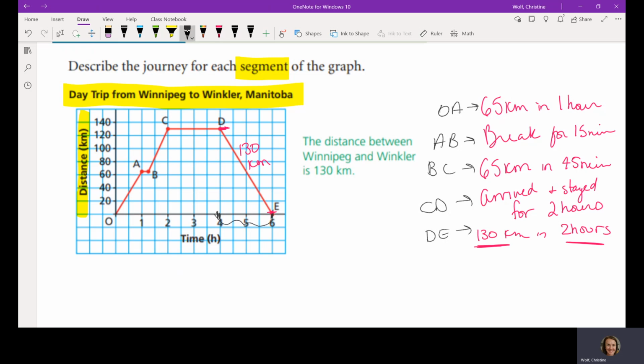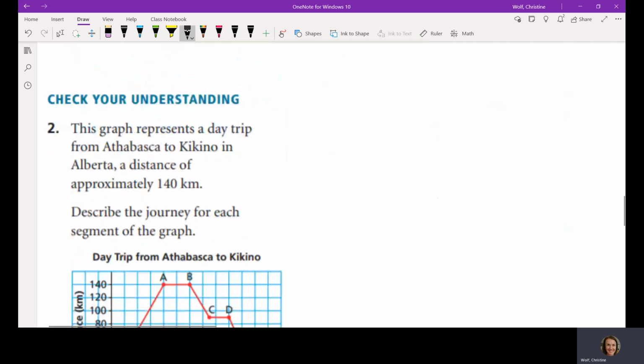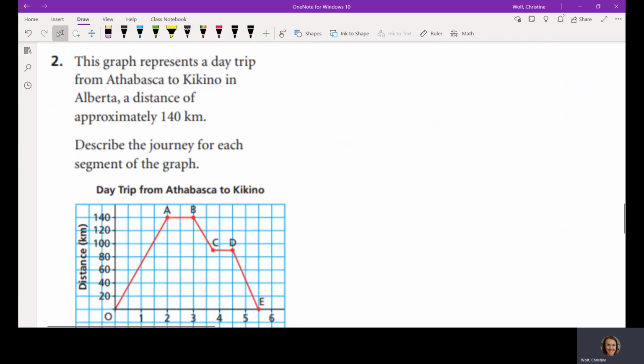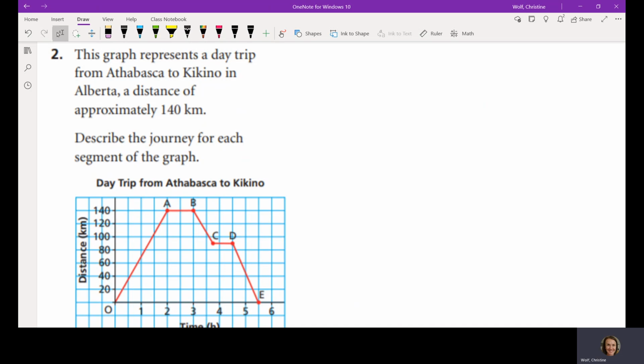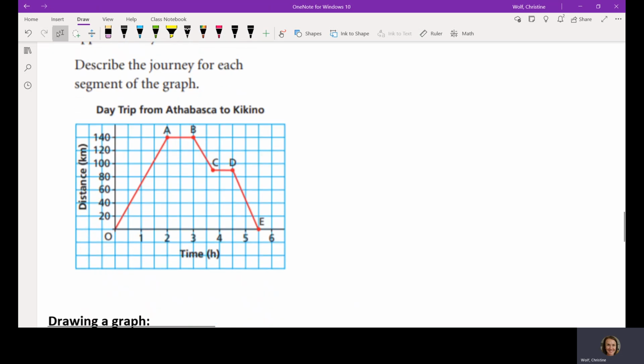This one's a little bit different as well. I give you a scenario. Oh, sorry. I'm skipping ahead. This graph represents a day trip from Athabasca to Kikino in Alberta, a distance of approximately 140 kilometers. Describe the segment. Okay, so we're doing a segment thing again, but I'm going to go a whole lot quicker here because we just did one.